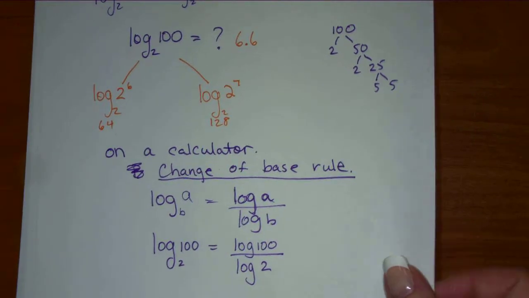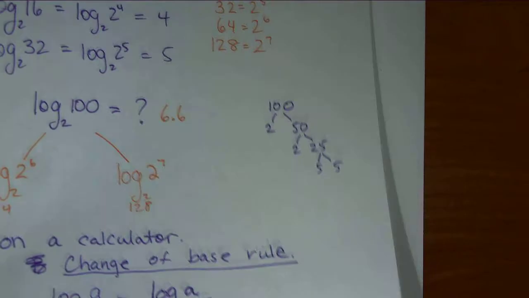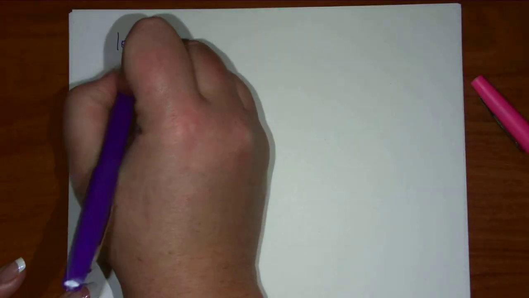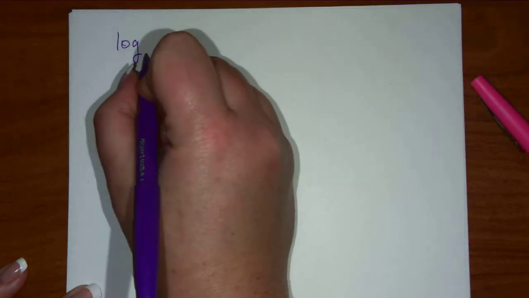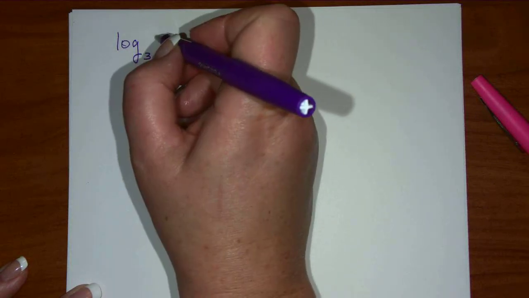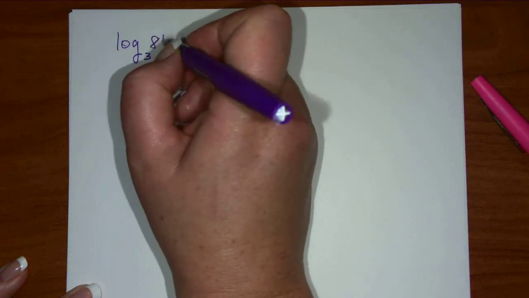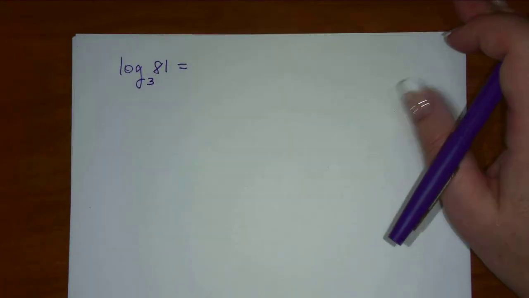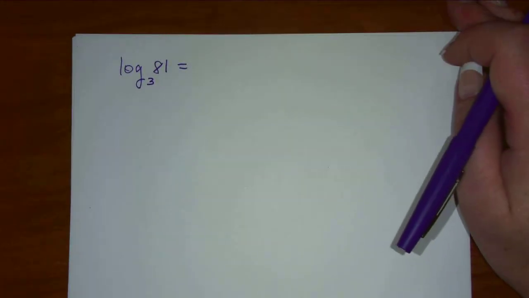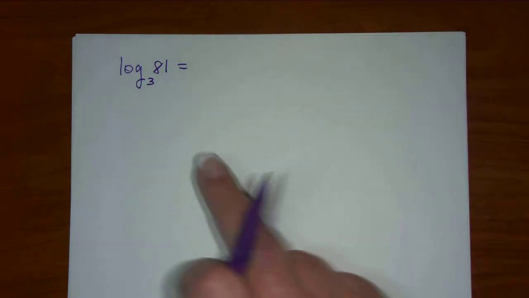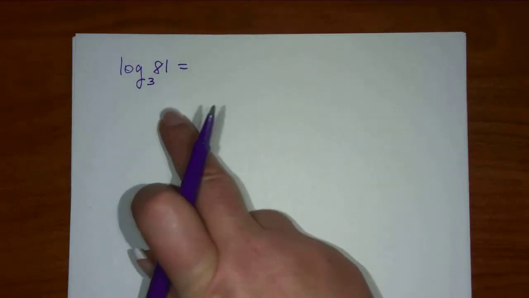Let's put another base. So log base 3, and let's just guess a random one. So let's say 81. So what do you ask yourself? You say that the base is 3, so I need 3 times 3 times 3 times 3 so many times to get 81.